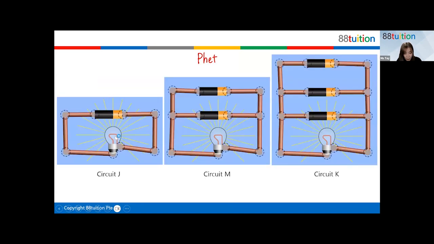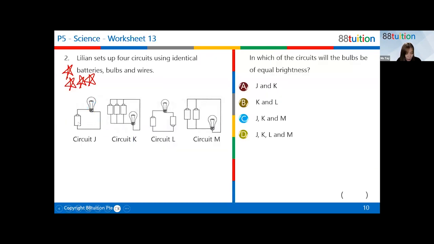One battery, one light bulb, and then wires. Then go back to J: one battery, one light bulb, then there are wires. Okay, then after that, I drew the one for M.